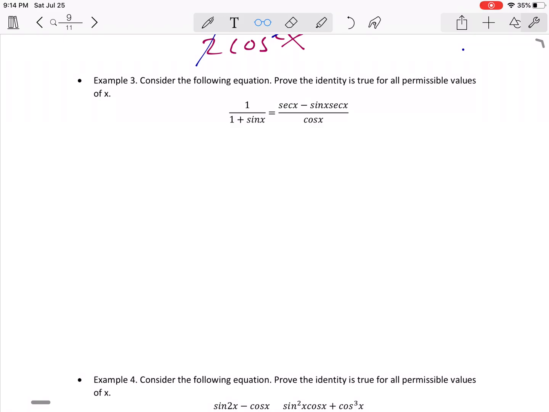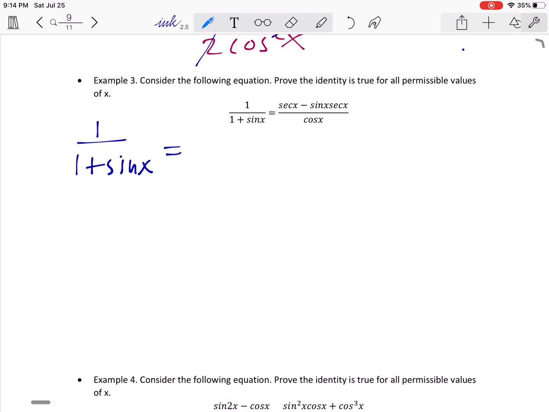So we've got 1 over 1 plus sine x. And so this will also involve factoring. Factoring is useful in doing these type of proofs.